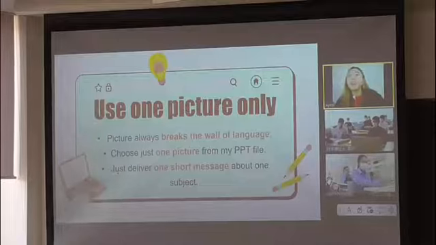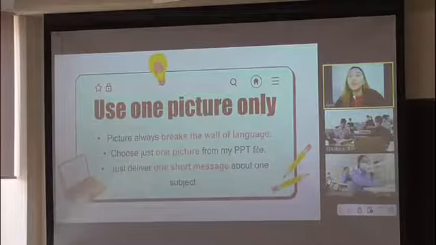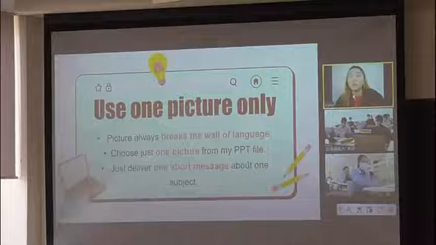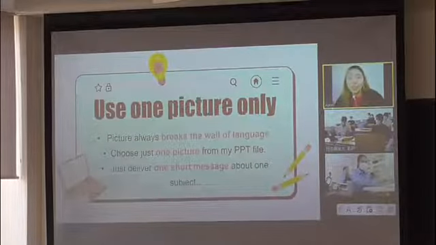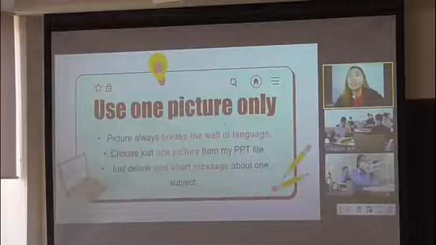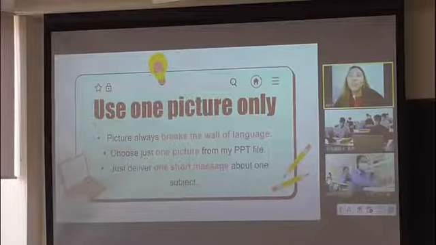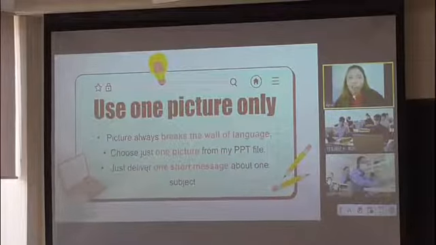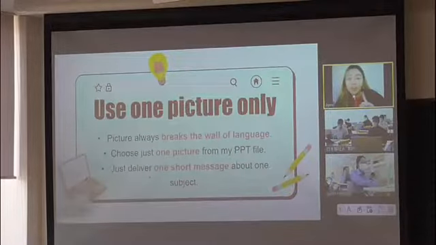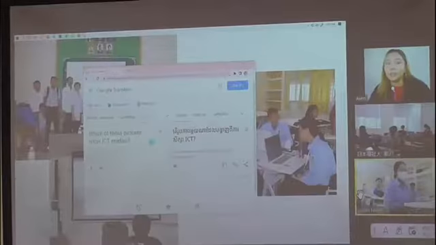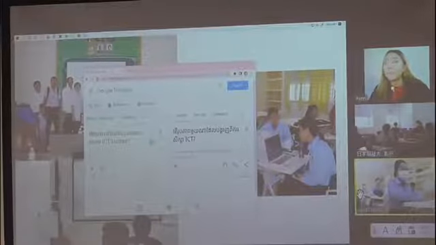Important. Now, second, choose just one picture from the PowerPoint file. Just like what is mentioned in the title, we can see choose one picture only. And since we only have one picture, we deliver one short message about it. Study. Okay, very good.